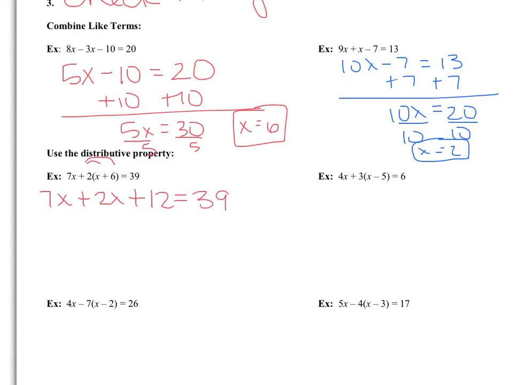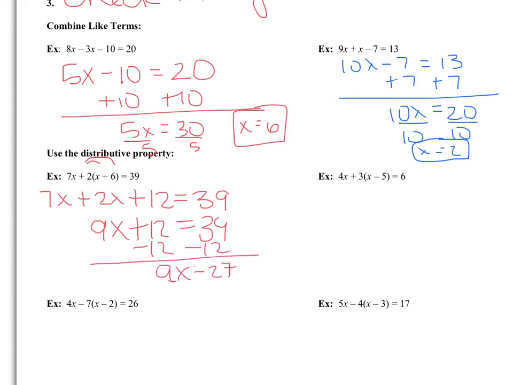Now I have the same kind of problem that I have above, so I can combine my like terms to get 9x plus 12 equals 39. If I minus 12 from both sides, I get 9x equals 27, and then divide both sides by 9, x equals 3.